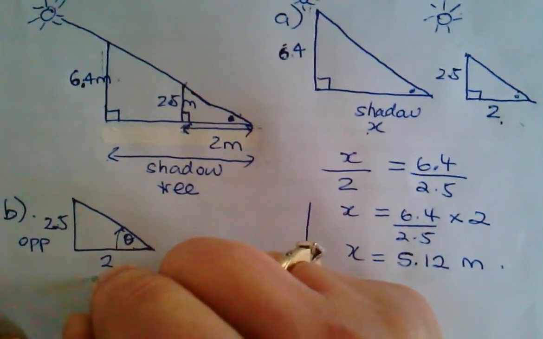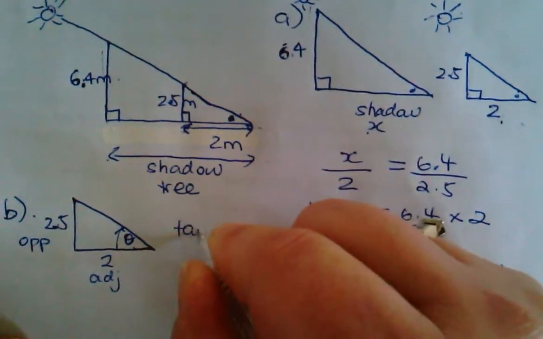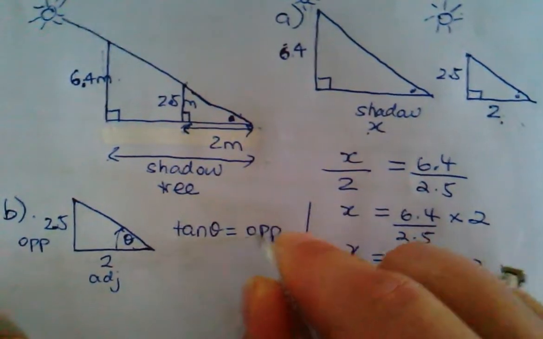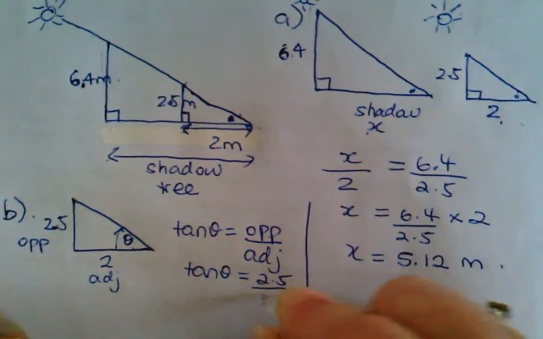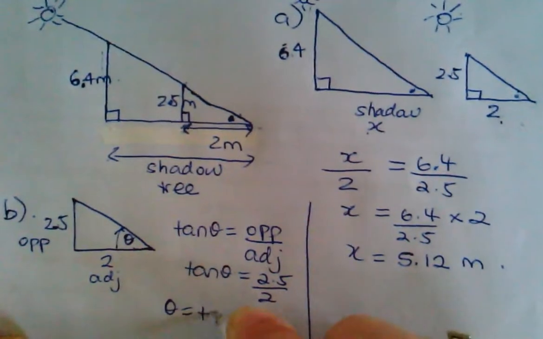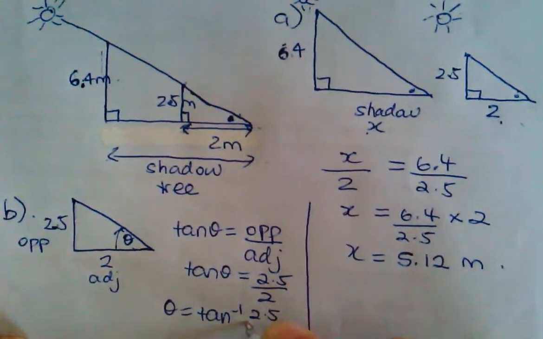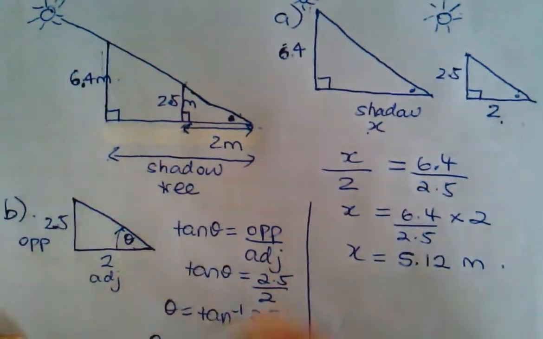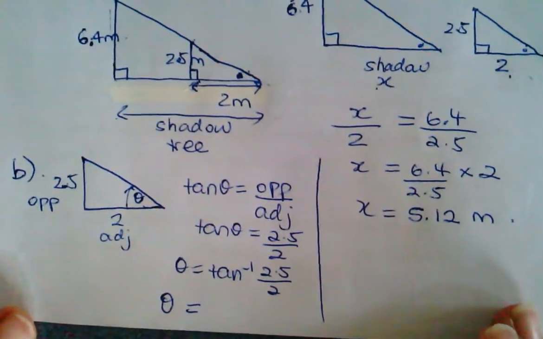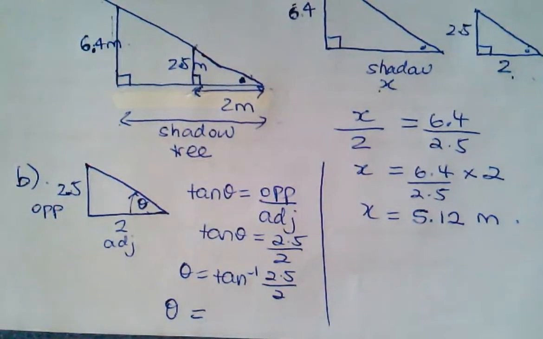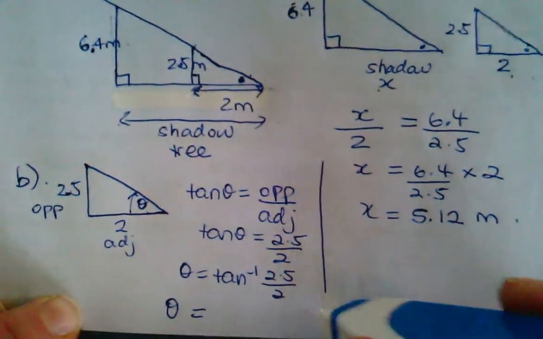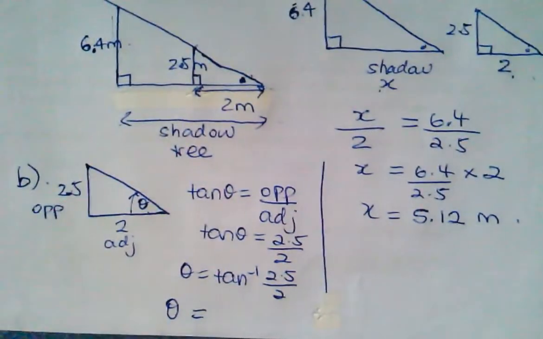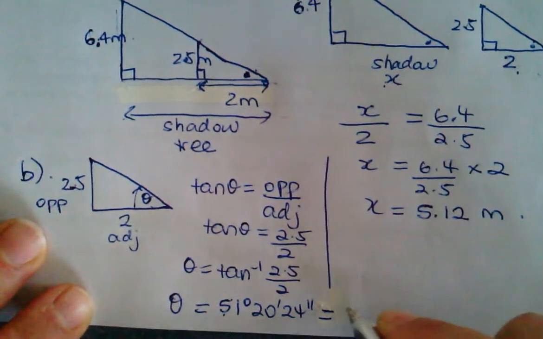Opposite, adjacent. Tan theta is opposite over adjacent. Tan theta is 2.5 over 2. Theta is tan to the minus 1 of 2.5 over 2, and they want it to the nearest minute, so you're going to have to change your calculator display to DMS. When you get your answer, you need to make it into degrees and minutes. What do we get? 20 minutes, 24 seconds, roughly.